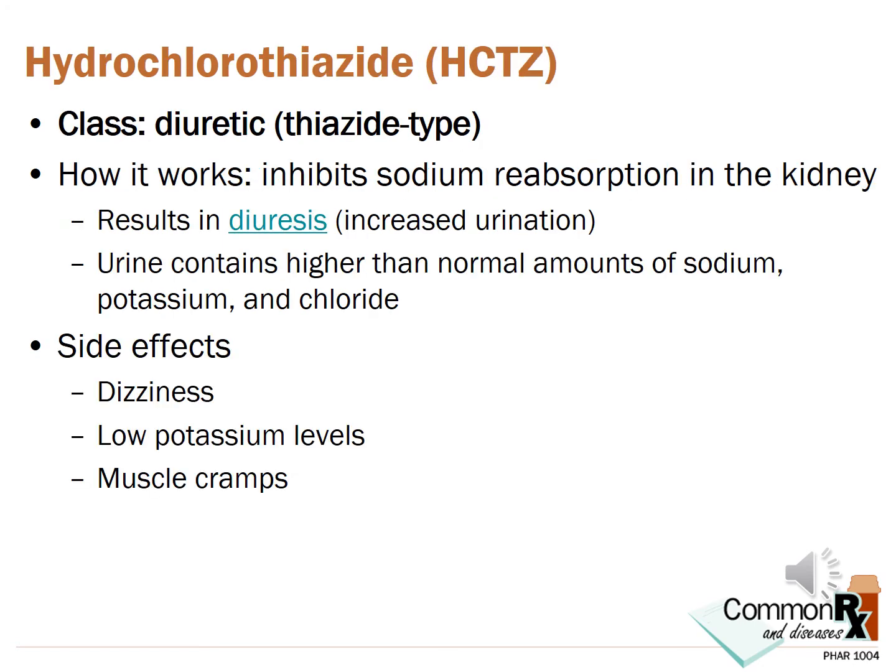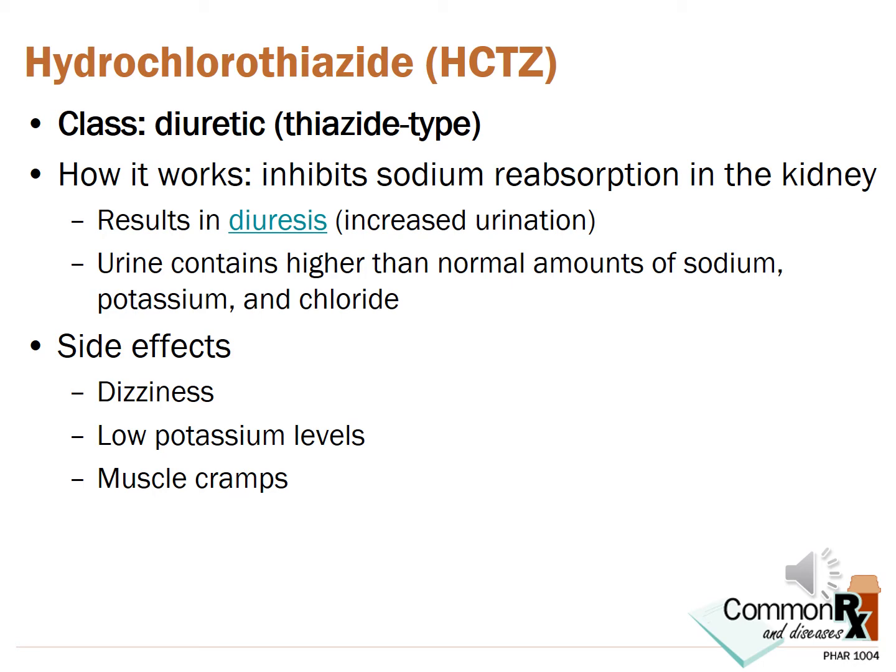The first and probably most commonly used medication for hypertension is hydrochlorothiazide, or HCTZ. It is in the class of diuretics, specifically a thiazide diuretic. It works by preventing sodium reabsorption in the kidneys. This means that the body gets rid of more sodium in the urine, and since in general where sodium goes, water follows, this medication causes increased urination as well. This process is called diuresis.